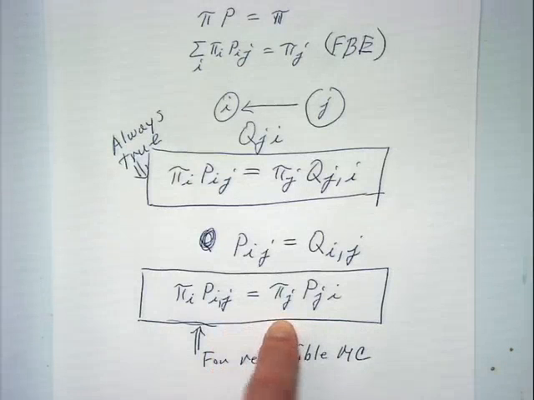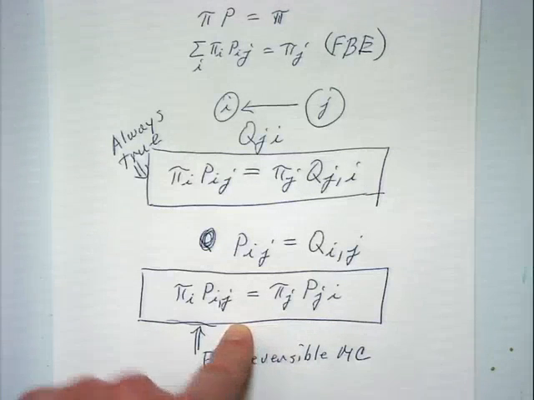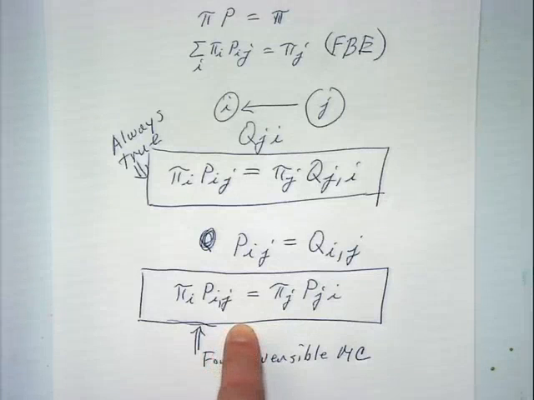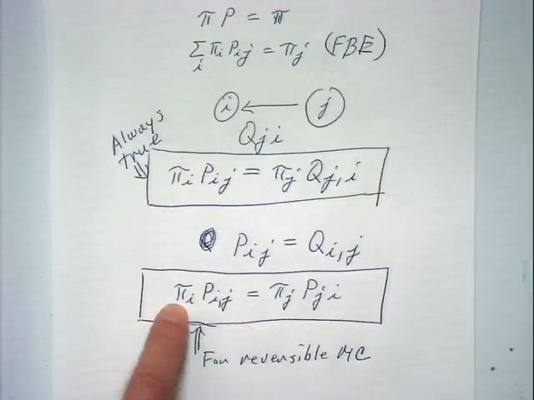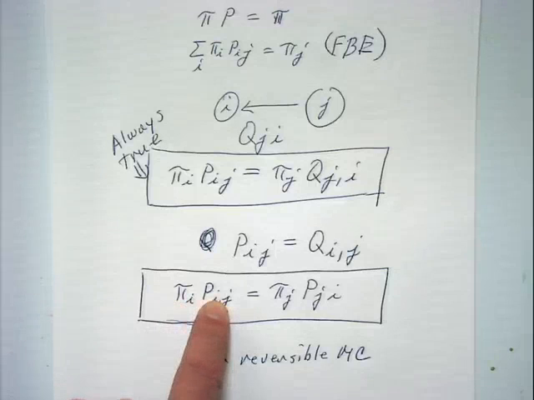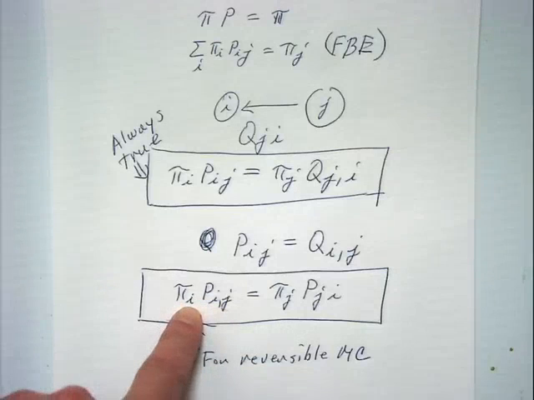And this equation is very intuitive. It's so intuitive that many people think it's true all the time, but it's really not true all the time. It's only true some of the time. It says that the probability of going from state i to j, this actually has the interpretation of being the rate at which you transition from i to j.